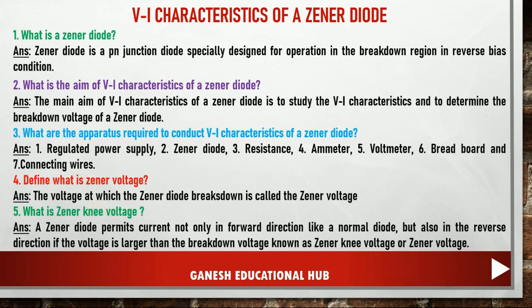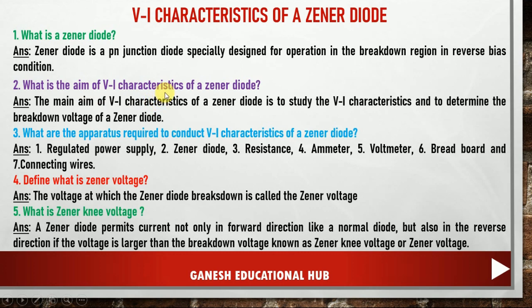VI characteristics of a Zener diode. Next experiment. First question: what is a Zener diode? A Zener diode is a PN junction diode especially designed for operation in the breakdown region in reverse bias condition. The PN junction diode or normal diode operates in forward bias condition, and in reverse bias condition doesn't allow any current. But a Zener diode is a PN junction diode specially designed for operation in the breakdown region in reverse bias condition only.